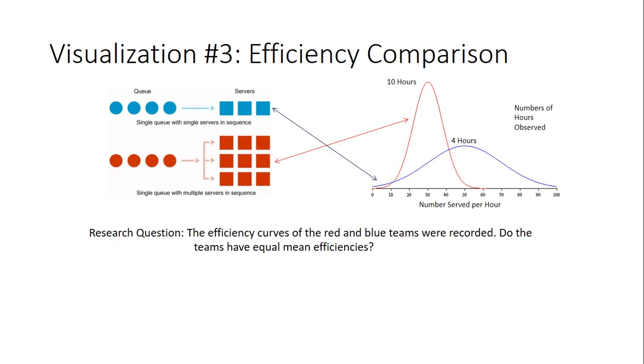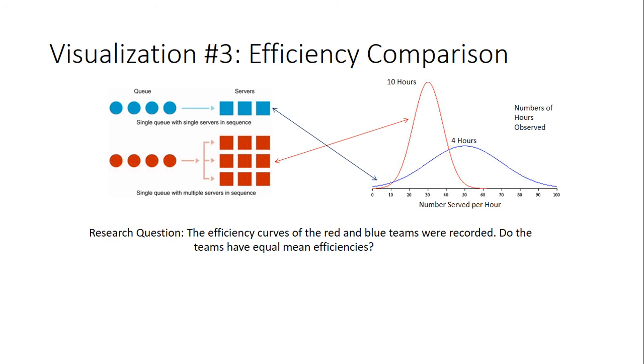Visualization number 3, efficiency comparison. In this graph, we are comparing two groups, the red and the blue. The red group, demonstrated by the red bell curve, has its highest point, or its mean, at 30, while the blue group's bell curve has its highest point, or its mean, at 50.